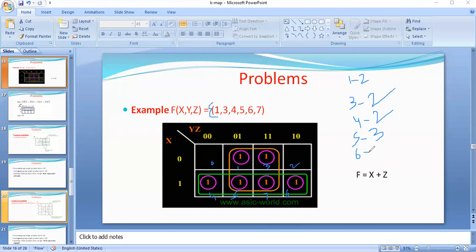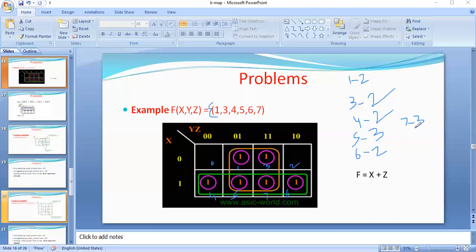Next, for minterm 6, 7 is adjacent and 4 is also adjacent, since corners are also adjacent. So the number of adjacencies for minterm 6 is 2. For minterm 7, 5 is adjacent, 6 is adjacent, 3 is adjacent, so the number of adjacencies is 3.